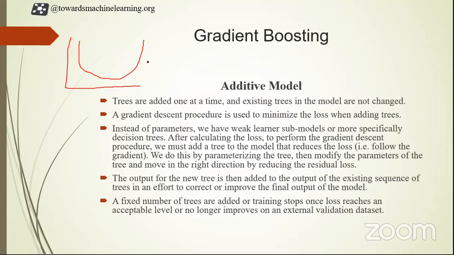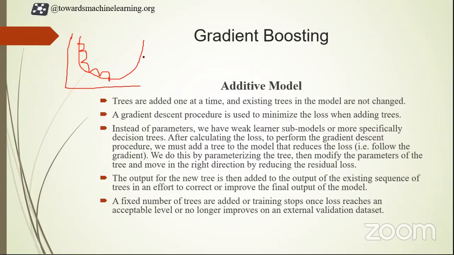Let's try to understand, this is a convex curve. What we do in gradient descent is that, let's say we start, this is our global minima. If we are starting from here, we take small steps in the direction of this global minima. Pardon me for my handwriting, I think you can understand. We are taking these small steps to this global minima. The similar approach we will be using in the gradient boosting algorithm also.